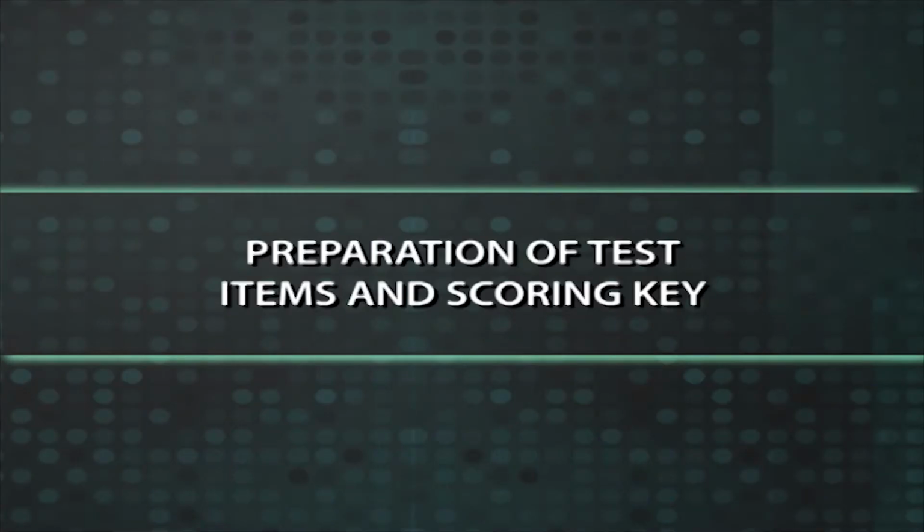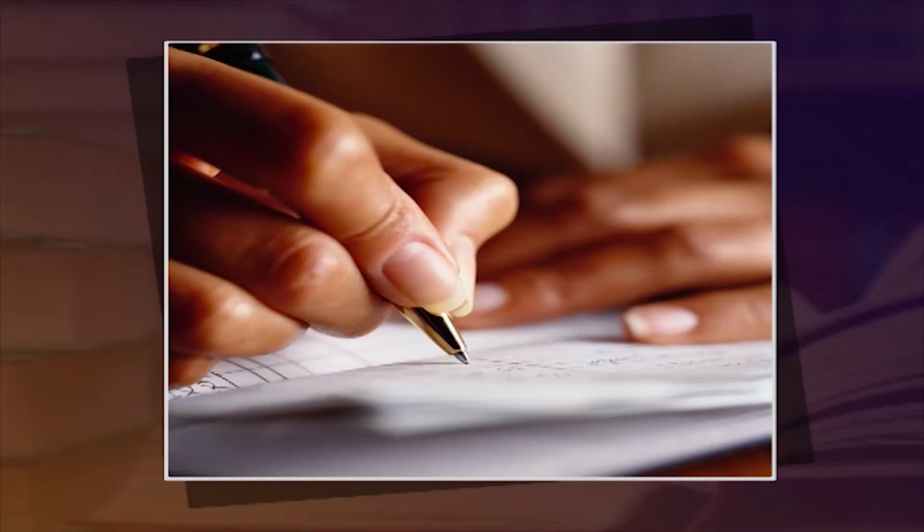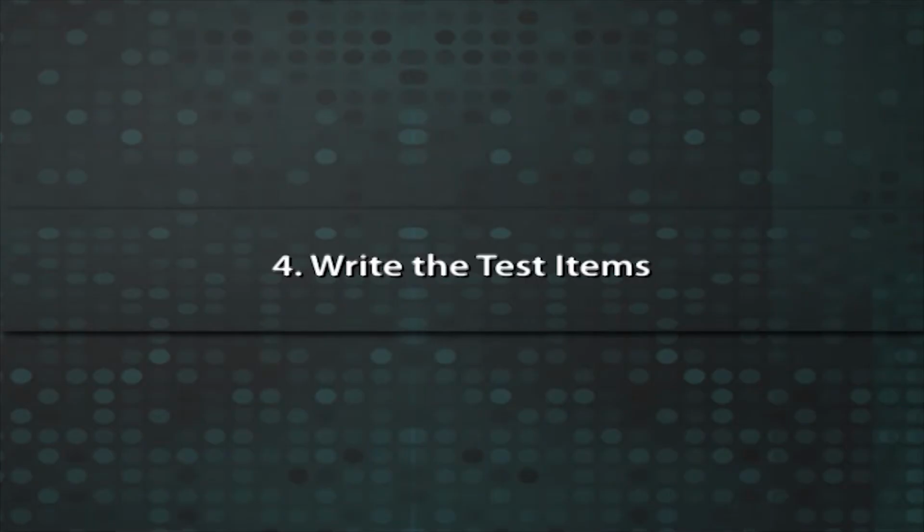Preparation of test items and scoring key. Once the test design is finalized and the blueprint is prepared, the teacher can move on to the most important task in the construction of a test, that means writing the items and preparing the scoring key or marking scheme. Write the test items. The blueprint will guide the teacher in this task by giving him or her a clear idea of the number, nature and difficulty of questions.